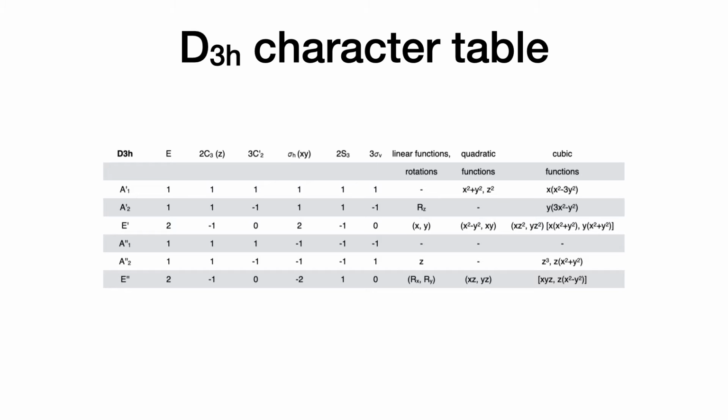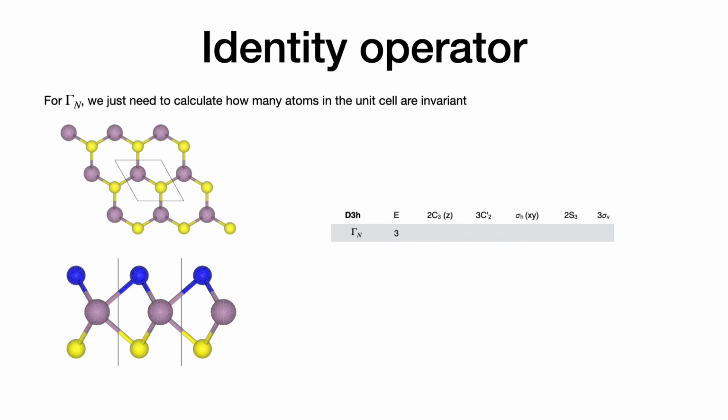Let's start with the first symmetry, the E symmetry, always the simplest because it's the identity, it doesn't do anything. So how many atoms in the unit cell do not change? Remember, how many atoms in the unit cell do we have for MoS2? We have only 3 atoms. So the number of atoms that don't change under the identity is 3.